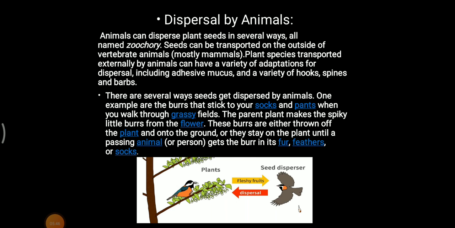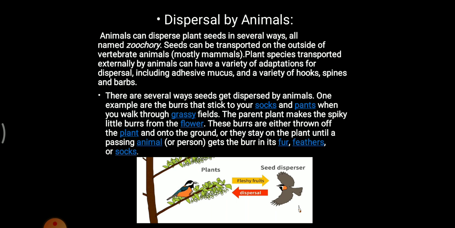Another form of dispersal through animals is that we also disperse seeds in some way or the other. For instance, many seeds, when we go by the garden, get stuck to our socks and pants, and we travel from one place to another. The seeds are transported from one place to another, and seed dispersal is also taking place.